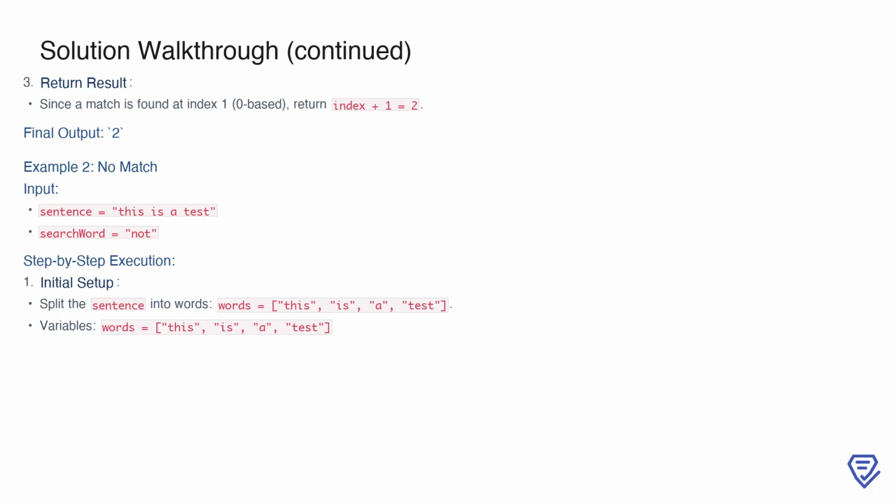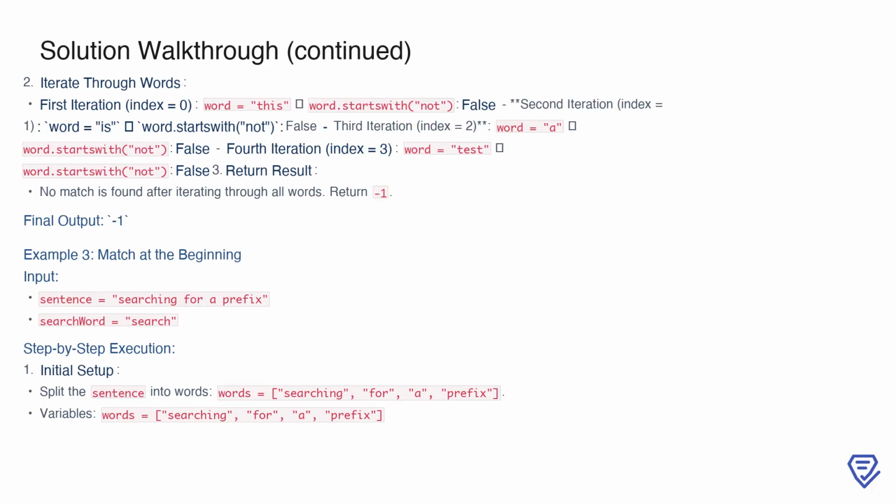Now, let's consider another example where the sentence is "this is a test" and the search word is "not". Again, our first step is to split the sentence into words, resulting in the list ["this", "is", "a", "test"]. At this point, we're ready to iterate through each word to check for a match.